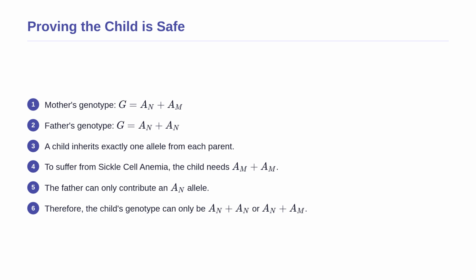However, looking at the father's genotype, he only has normal alleles to give. He can never contribute a mutant allele. Therefore, the worst-case scenario is that the child inherits the mother's mutant allele and the father's normal allele, making them a healthy carrier. We can confidently prove and tell the parents that their child will not have the disease.